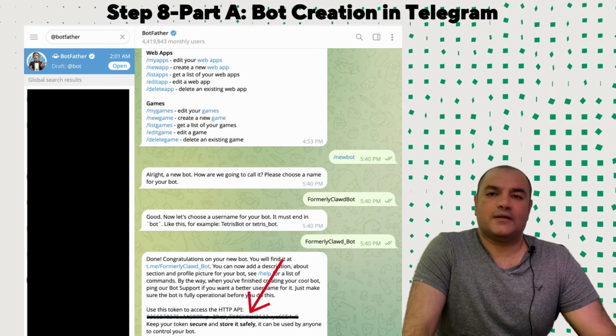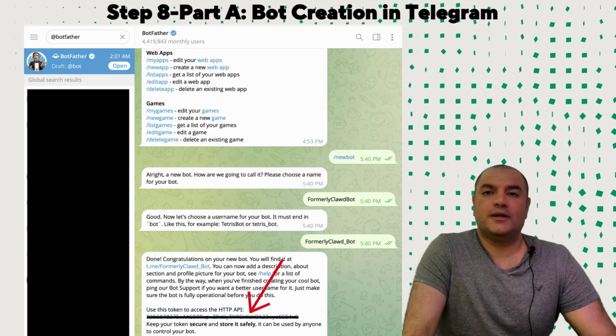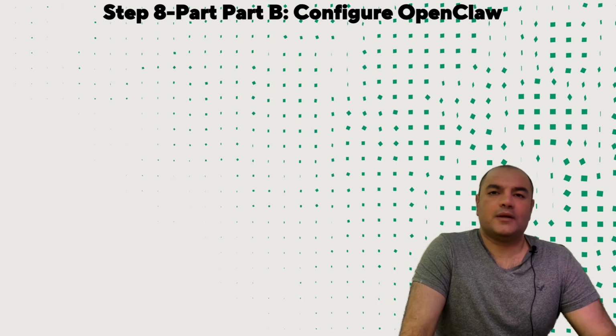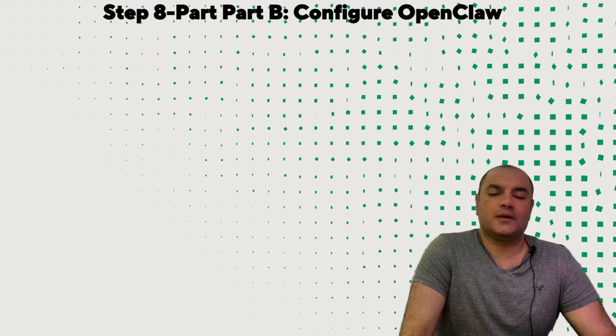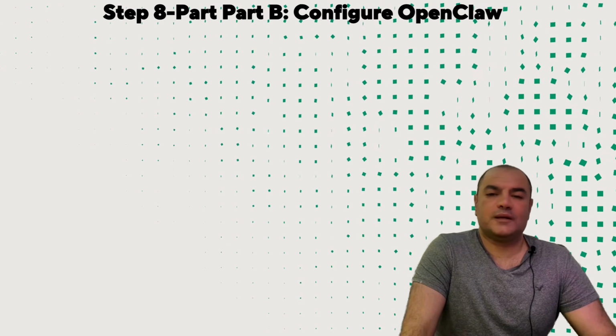5. BotFather will give you an HTTP API token. Copy this string. Part B. Configure Telegram gateway in OpenClaw. Now that we have the token, let's feed it to OpenClaw and pair with it in 4 simple steps.